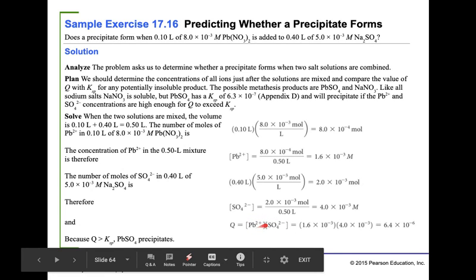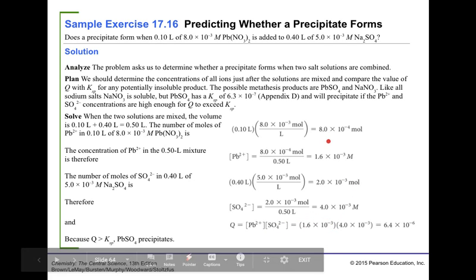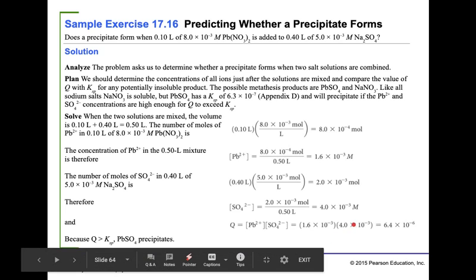And we're going to do that by just making a very simple equilibrium expression where I need to multiply these values by each other. And so we say 1.6 times 10 to the negative third, which we calculated here, and 4.0 times 10 to the negative third, which we calculated here. And you get 6.4 times 10 to the negative 6, okay?